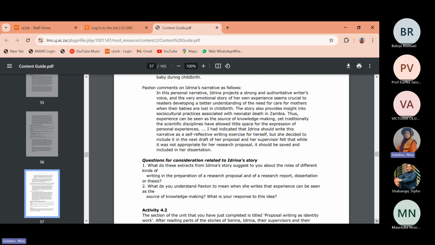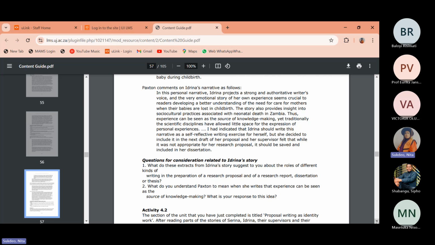I had indicated, meaning Thaxton had indicated, that Adrina should write this narrative as a self-reflective writing exercise for herself, but she decided to include it in the next draft of her proposal, and the supervisor felt that while it was not appropriate for her research proposal, it should be saved and included somewhere in her dissertation. Takebacks, questions for consideration related to Adrina's story.